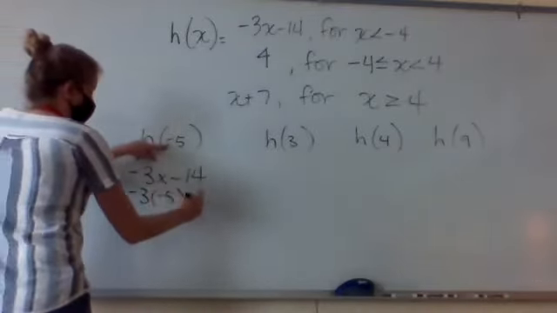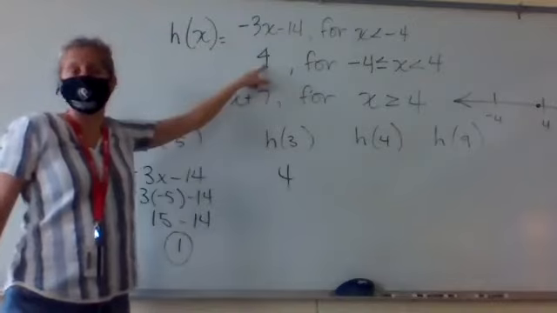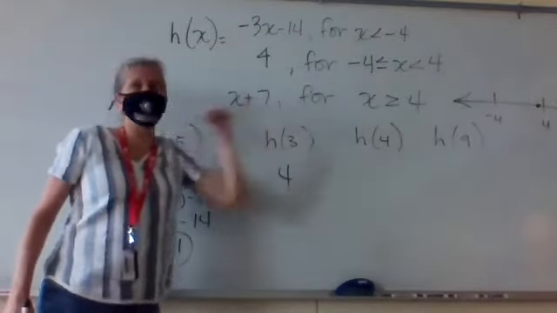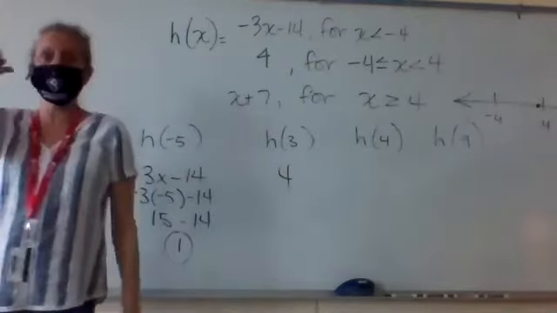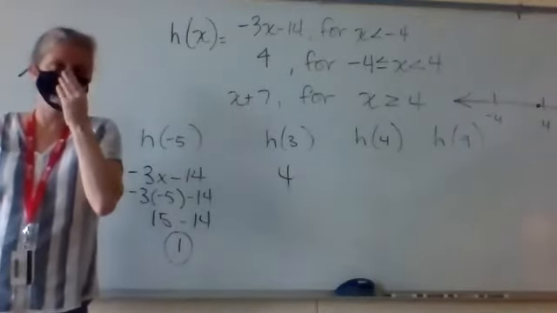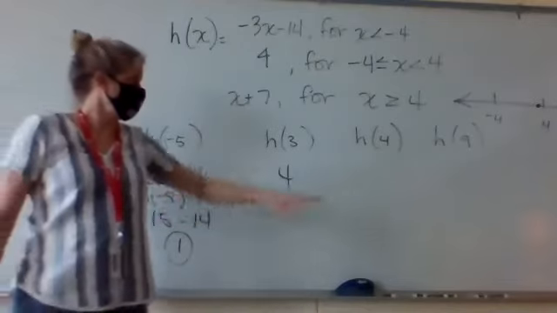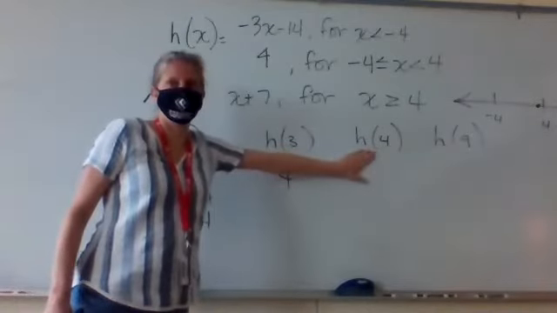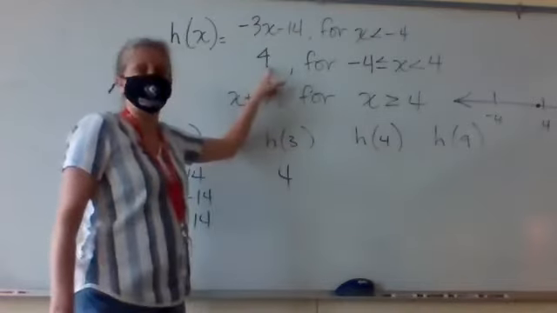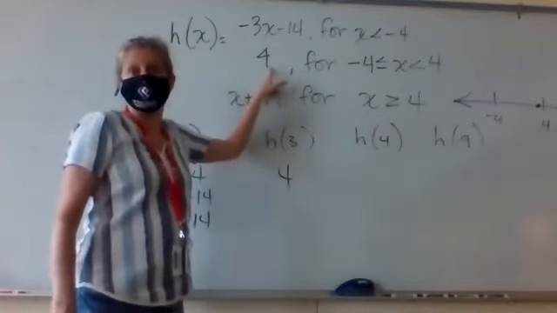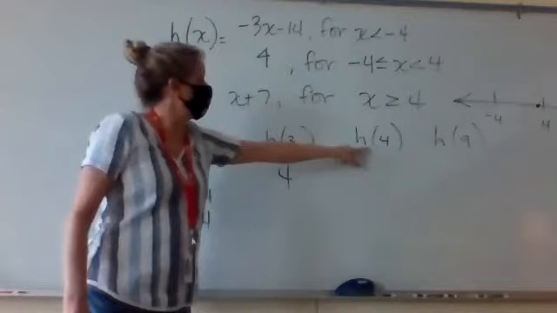What is the answer going to be? It is just 4. If you are in between negative 4 and positive 4, your answer for this particular problem is just the number 4. So go to this one. There's not even an x to plug into it, right? It just says 4. So I'm finding h of 4.